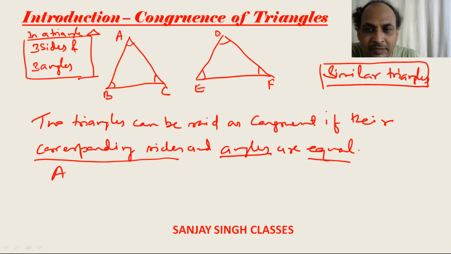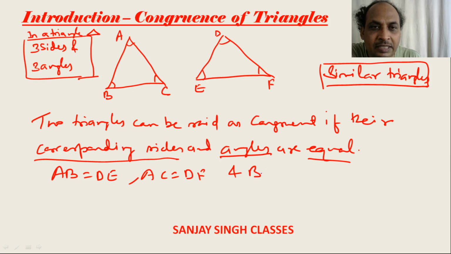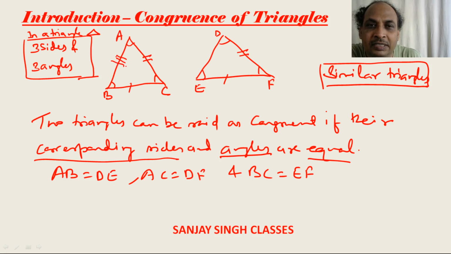If AB is equal to DE, AC is equal to DF and BC is equal to EF, so we can say the corresponding side of BC is EF only. For AC, the corresponding side is DF only. For AB, the corresponding side is DE only. We cannot call the corresponding side of AB as DF or EF. So that particular part we need to remember.